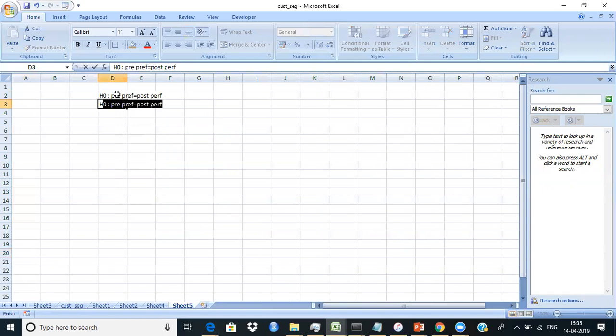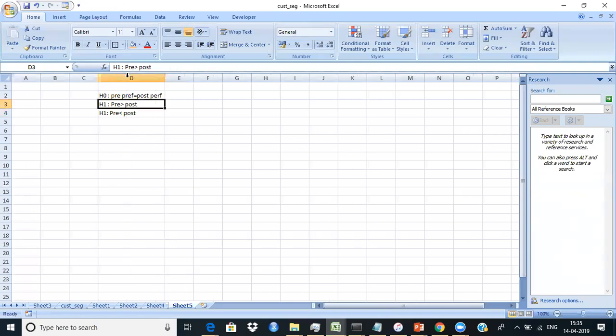Now alternate के लिए आपके पास दो choice है. एक है pre is greater than post. Pre greater than post मतलब ज़्यादा time लेता था पहले, अभी कम लेता है. और दूसरा है pre is less than post, है ना? तो आप कौन सा टेस्ट करोगे? पहले वाला टेस्ट करोगे.